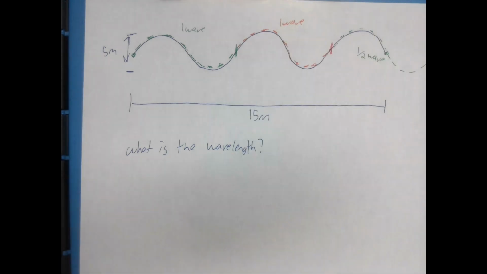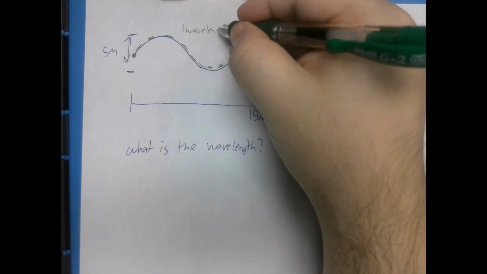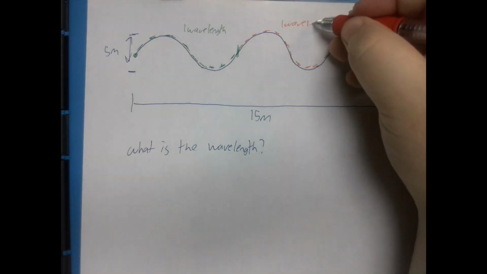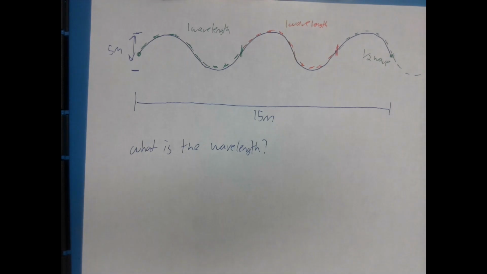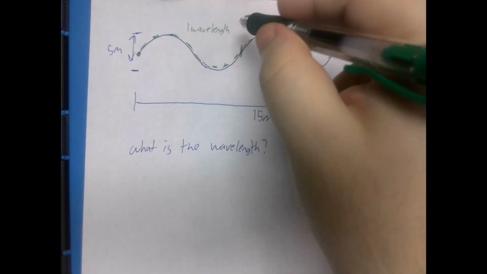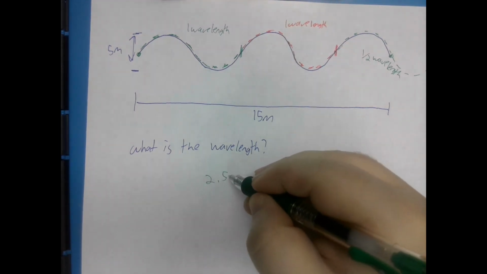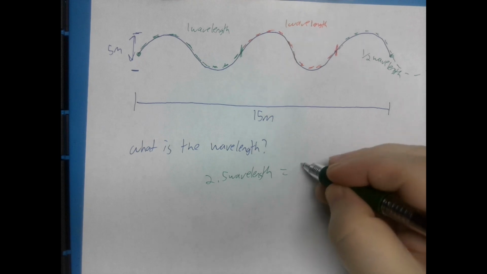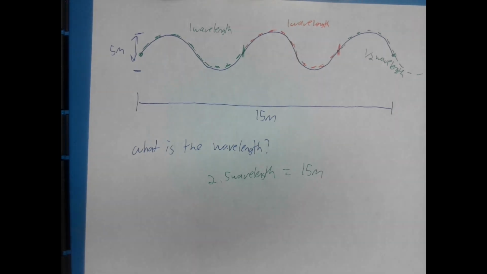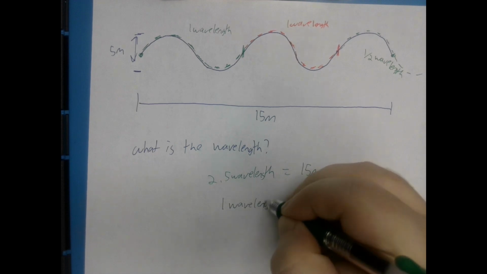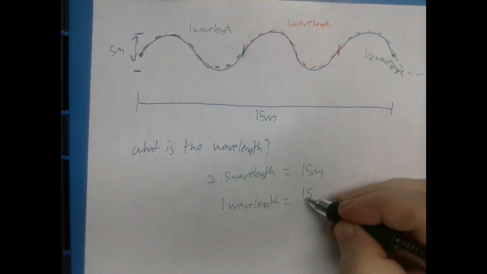2.5 wavelengths. Probably the better way would be, this is a wavelength. This is one wavelength. And this right here is another wavelength. So 2.5 wavelengths is equal to 15 meters. So that means one wavelength would be equal to 15 divided by 2.5.